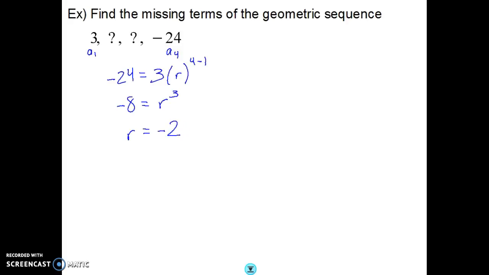It's okay, r can be a negative number. It'll still work even if r is negative. So we can keep going from here and pretty easily fill in the blanks. We start with 3 times negative 2 will give us negative 6, times negative 2 will give us positive 12, and then times negative 2 again does indeed give us the negative 24 that it should.